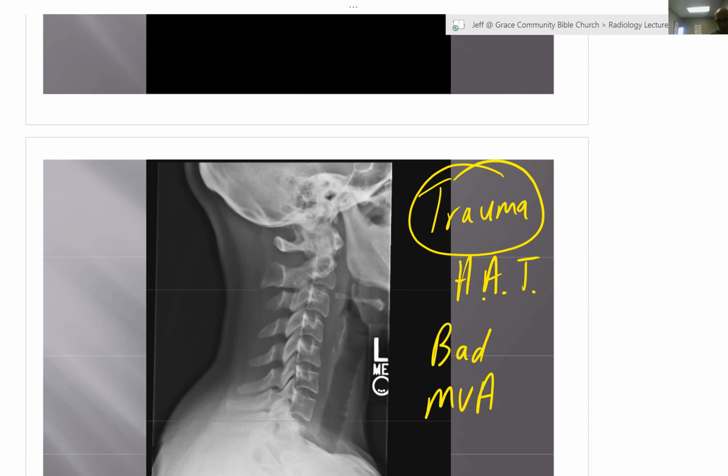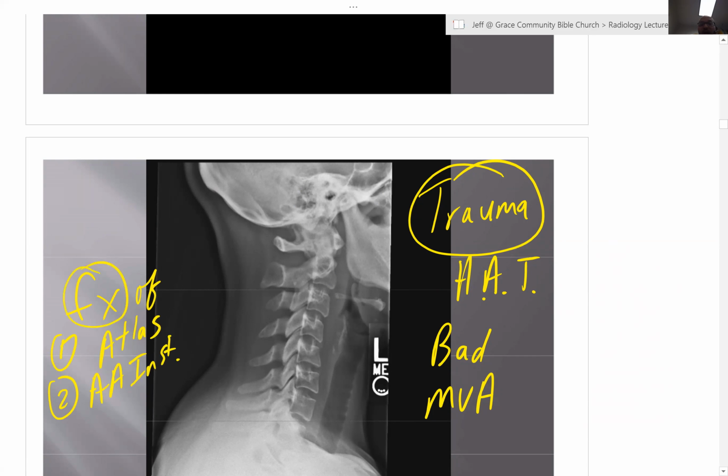Fracture of the atlas. Okay. Did you say fracture of the atlas? Yep, that is on the list. What else? Atlantoaxial instability. Okay, atlantoaxial instability. So we didn't necessarily see a broken bone here, although with trauma, we're going to want to get a CT and maybe an MR. I'm going to probably start with an MRI on this case.